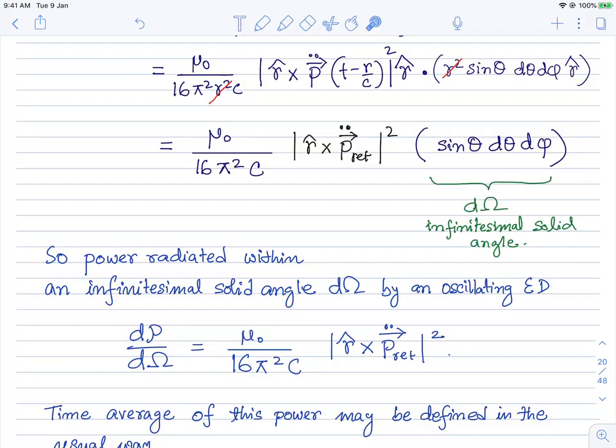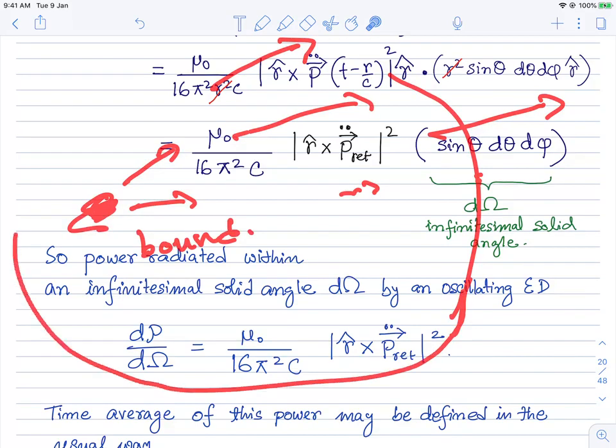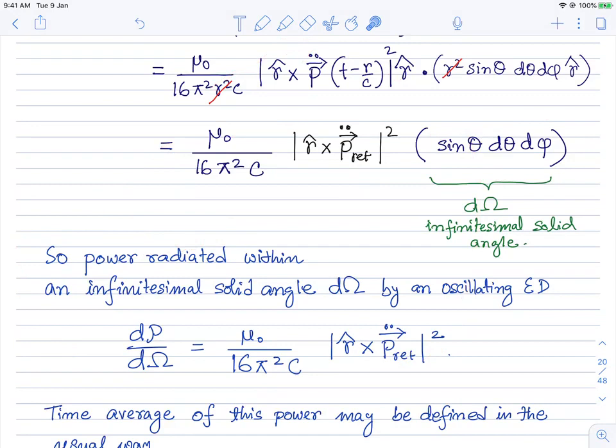Okay, so the idea is this: there are sources and there are some electric fields that are bound. Okay, and then the radiation fields move away, and they move away because the amount of power, the integrated power, is always the same no matter how large a surface you consider. Okay, so the radiation fields leave the electric fields and they fly away from the oscillating dipole moment. Okay, so that is the idea.